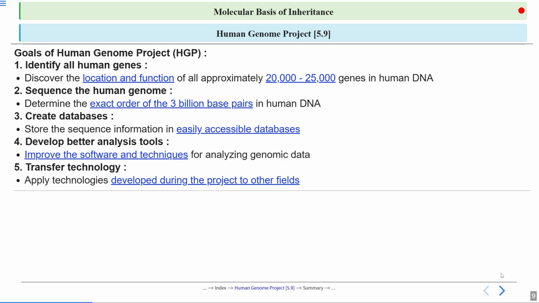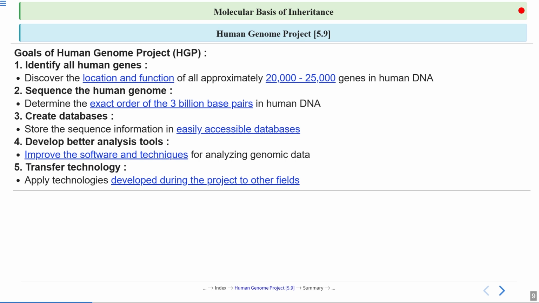Here we have talked about the goals of the human genome project. First goal was to identify all the human genes. What are their location, what are their function, approximately 20,000 to 25,000 genes they have to identify. Then they have to sequence the human genome. They have to determine the order of the 3 billion base pairs present in human DNA. Then they have to create databases.